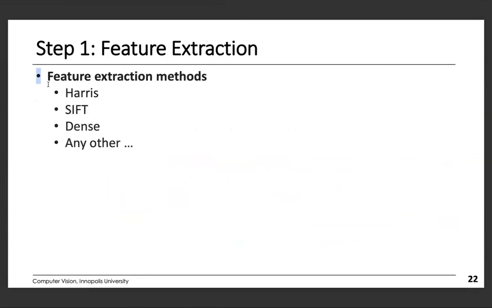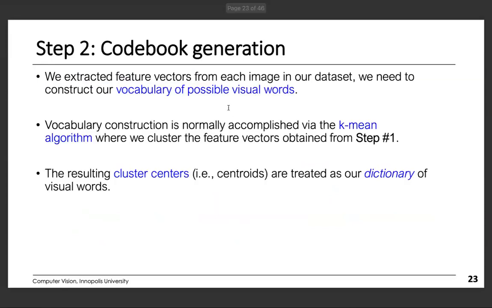The first step, feature extraction, is quite easy. We've seen how it's done. The second step is the codebook generation. We have already extracted the feature vectors from each image in our datasets. Now we need to construct our vocabulary of possible visual words. Vocabulary construction is normally accomplished via the k-means algorithm, where we cluster the feature vectors from step one. Does everybody remember what the k-means algorithm is? K-means clustering.